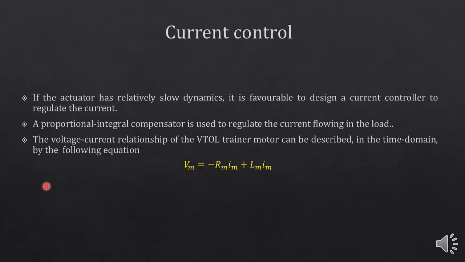If the actuator has relatively slow dynamics, it is favorable to design a current controller to regulate the current. A proportional integral compensator is used for this purpose to regulate the flow of current in the load. The voltage-current relationship of the VTOL trainer motor can be described by this equation. Here in this equation, Vm is the voltage of the motor, Rm is the resistance of the motor, Im is the current, and Lm is the inductance of the motor.